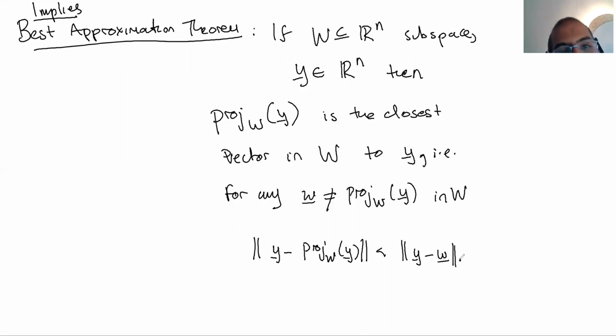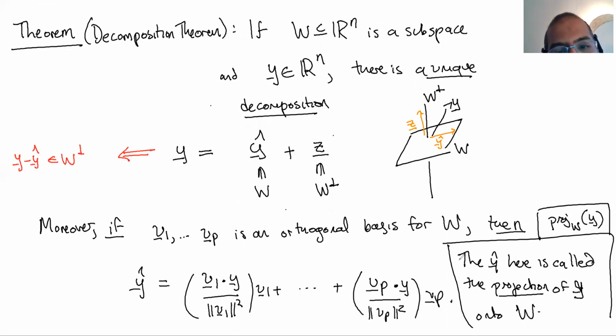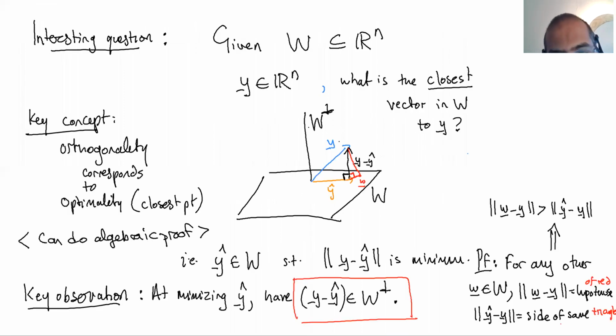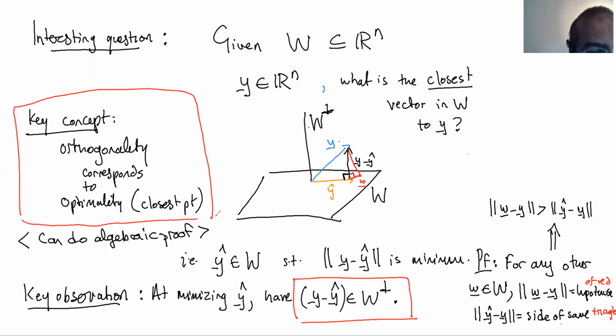Okay, so these two theorems go hand in hand. The projection does two things. It gives you this unique decomposition into two components, which are orthogonal. And it also spits out the closest point. And the reason one implies the other is just this reasoning we did a few slides ago, right? That if you have this orthogonality property, then it implies optimality. Okay. So now let's just prove this theorem.